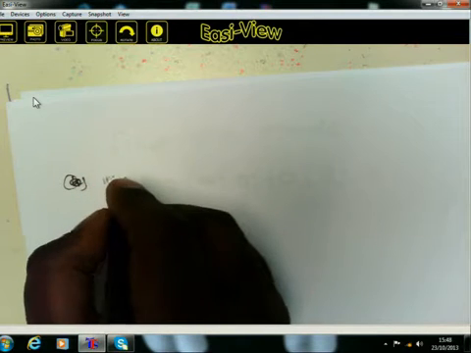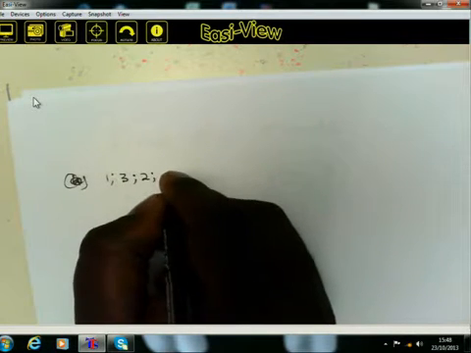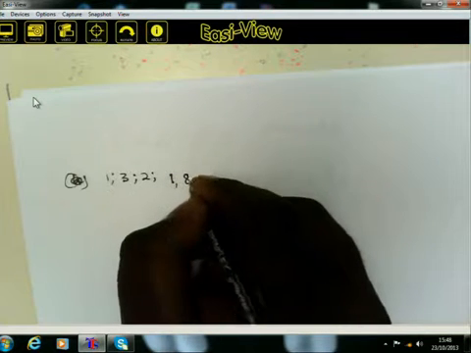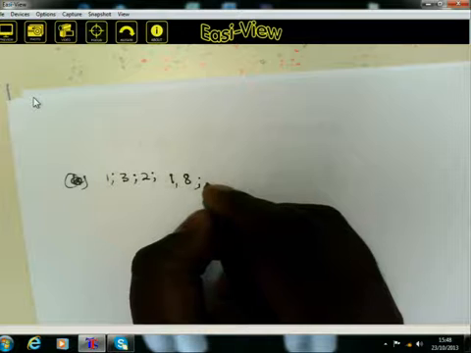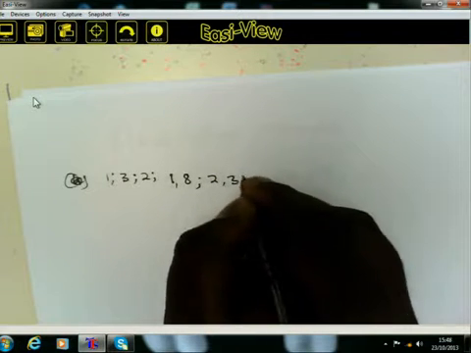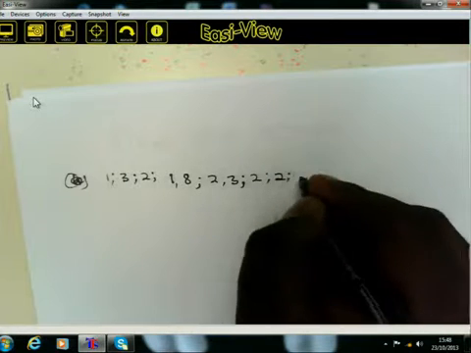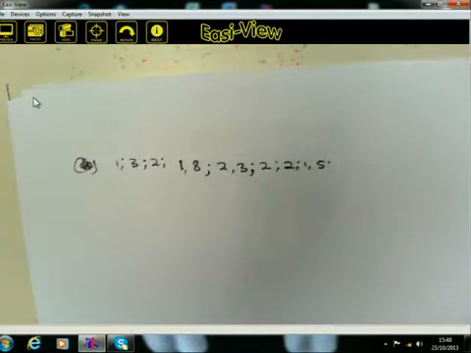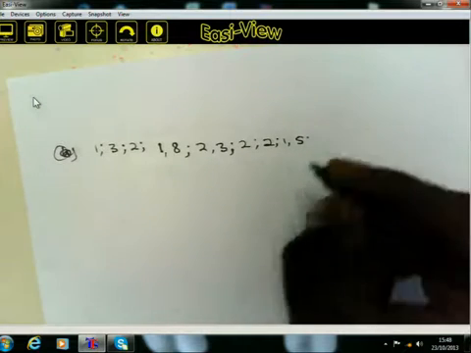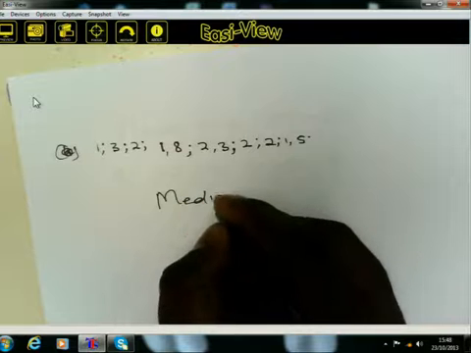1, 3, 2, 1, 8, 2, 3, 2, 2, 1, and 5. Now, what are we looking for here? We are looking for the median.